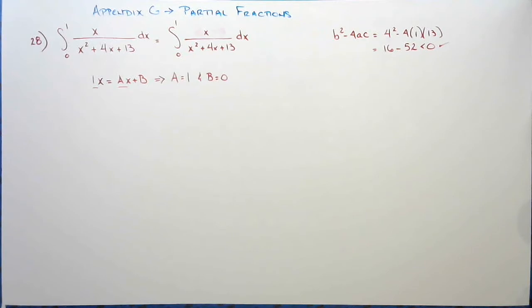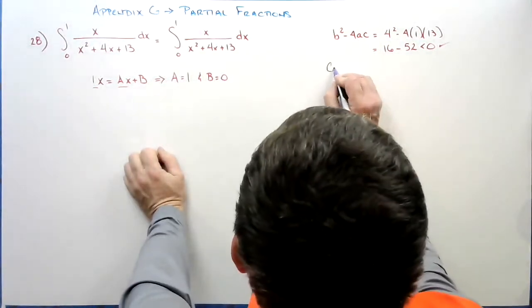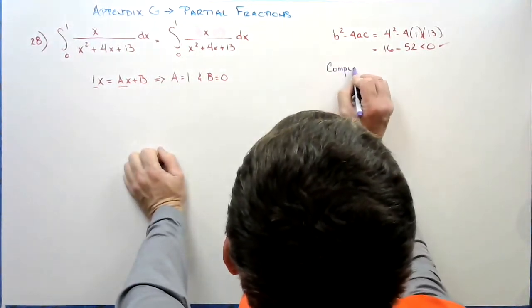So when we get a situation like this, there's an adaptation. I would even call it an adaptation. There's just another way to solve this problem. And that is, we have to think about completing the square on the denominator.